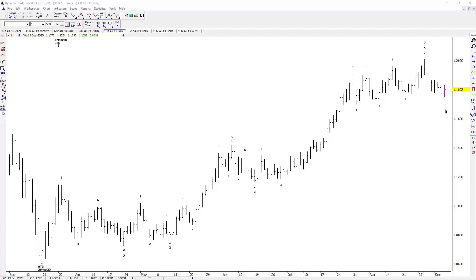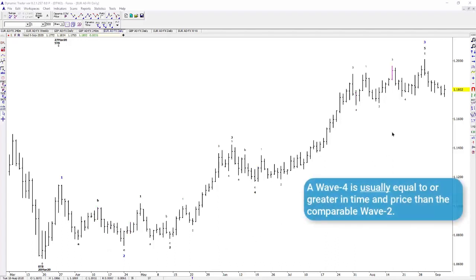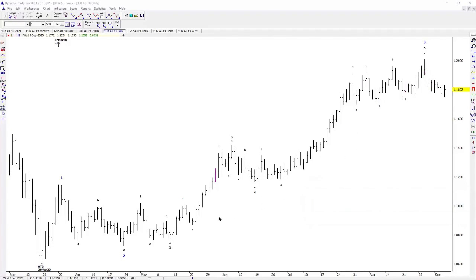Wave 4 should be some sort of corrective structure. And it should be something related to this degree, so probably equal to or greater in time and price. So we'll get a lot more into time and price of different sections, but just logically, if it's of a similar degree to this, then it'll probably be greater in time and price than anything within the wave 3.